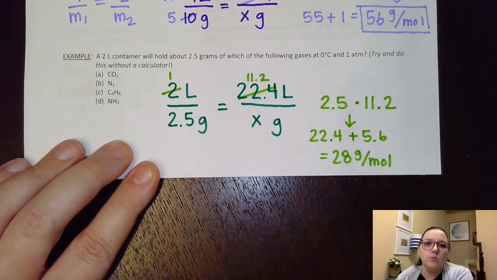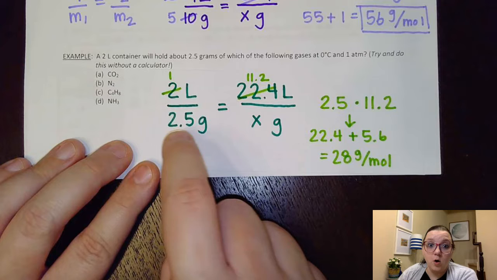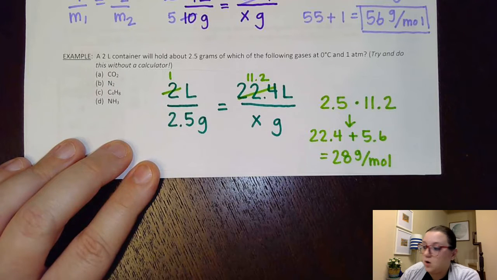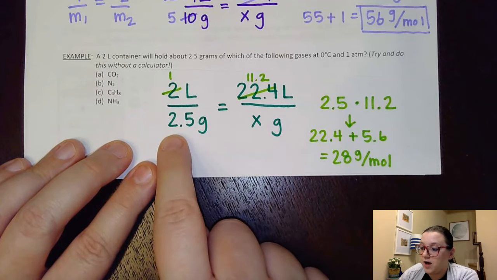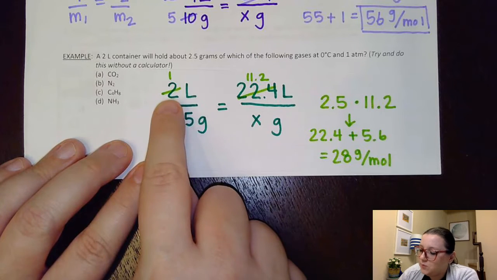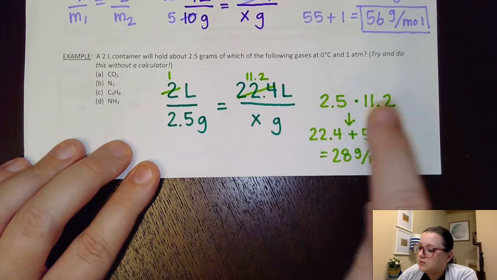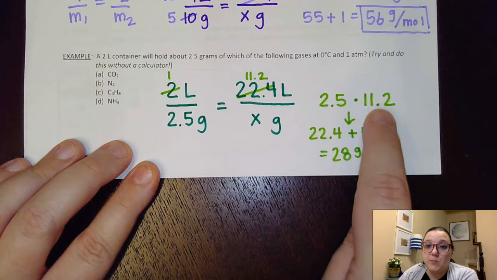Then I looked to see what I could start reducing. Now, some of you might have chosen to reduce 2 over 2.5 to 1 over 1.5. Then on your math over here, you did 1.5 times 22.4. That would get you to the exact same place that I'm going to get to. However, I went ahead and reduced the 2 and the 22.4 down to 1 and 11.2. So that got me 2.5 times 11.2.